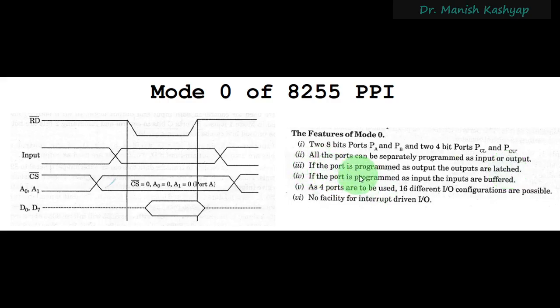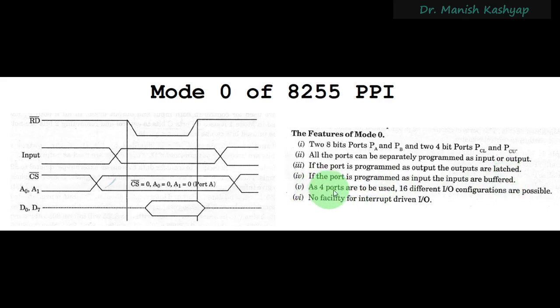If the port is programmed as an input port, the inputs are buffered, right? Because if the microprocessor or this peripheral is trying to send some data to this 8255 PPI, the data should be buffered somewhere so that when the 8255 PPI is ready, it will keep it in itself.